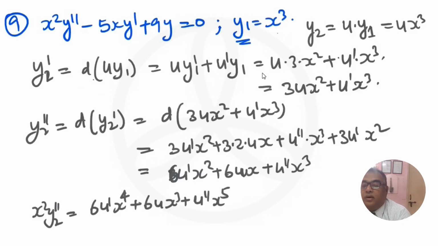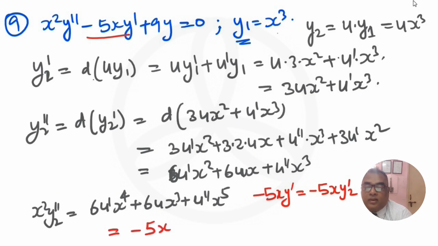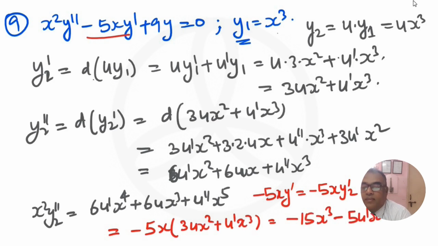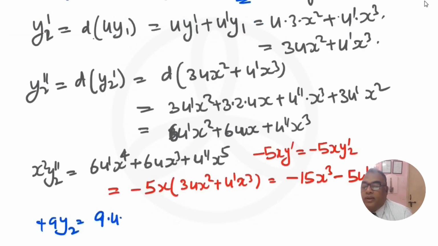I'll choose a different color for minus 5xy. Minus 5x y2 prime is equal to minus of 5x times y2 prime, which is 3ux square plus u prime x cube, is equal to minus of 15ux cube minus of 5u prime x to the power 4, plus 9y y2. Now we have to add all of them.